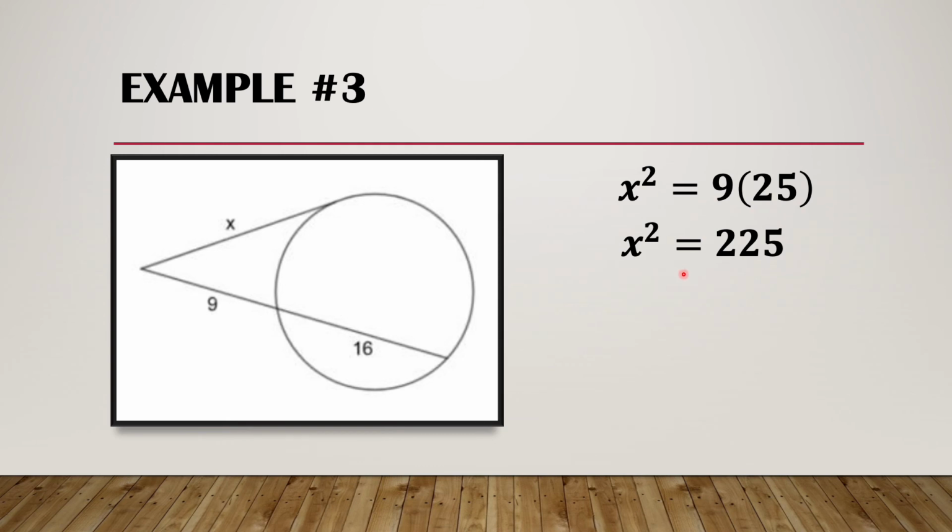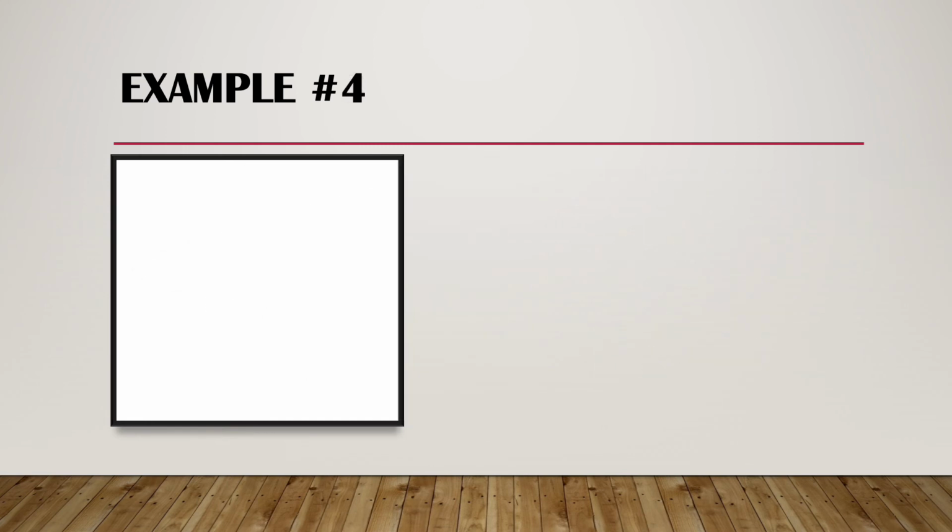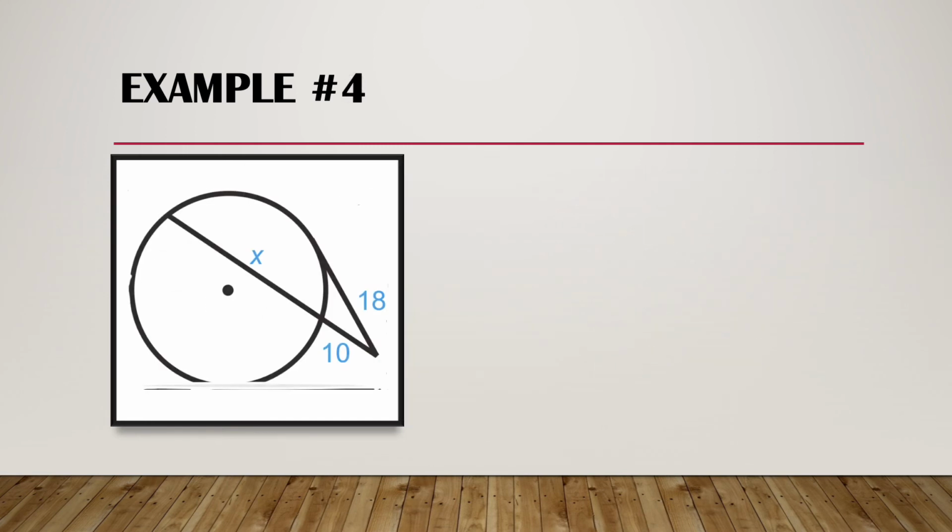So x squared is equal to 9 times 25, 225. Extracting both the squares, we have x is equal to positive and negative 15. So the final answer is x is equal to 15. Again, we will only take the positive value. Did you get it? Very good. Example number 4. What do we have? Very good.